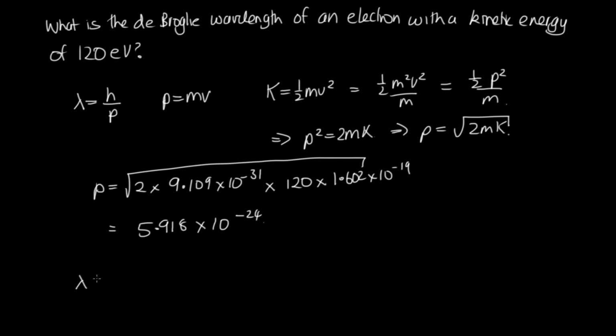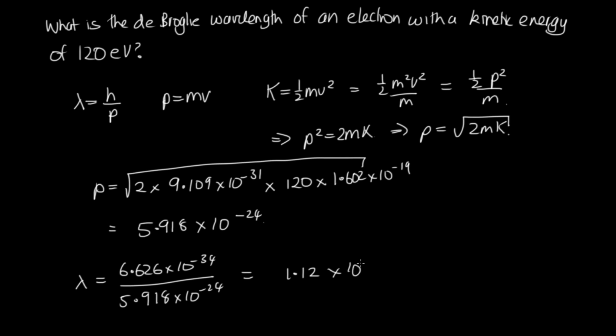So now we can calculate lambda is equal to h, which is 6.626 times 10 to the minus 34, over p, which we've just calculated, 5.918 times 10 to the minus 24. And solving this on the calculator, we get 1.12 times 10 to the minus 10 meters, which we could write as 1.12 angstroms, or a more normal way to write this would be 112 picometers. Pico is 10 to the minus 12. So we've now calculated the wavelength of the electron. This is around about the size of an atom.